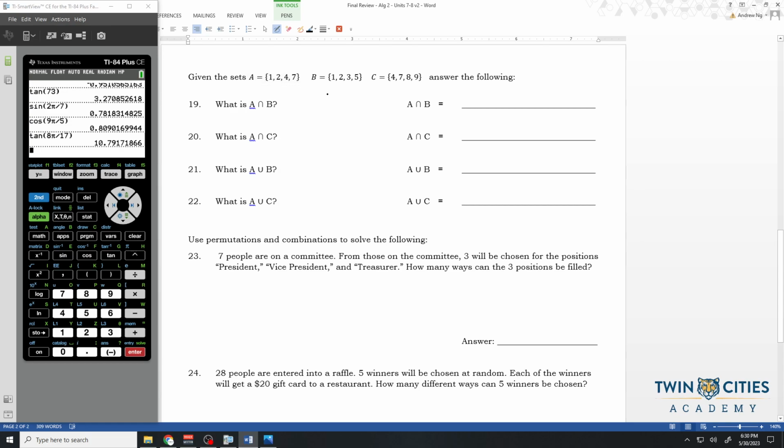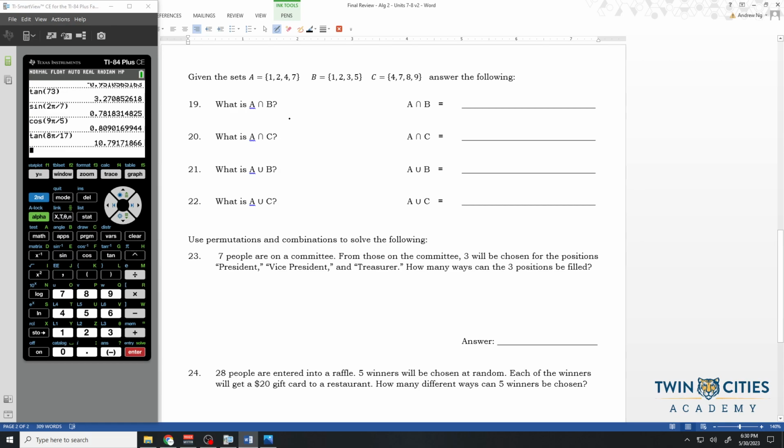Set B has 4 elements as well. Those are 1, 2, 3, and 5. And set C has 4 elements, 4, 7, 8, and 9. I want to answer the following. What is A ∩ B? Well, this upside down U means intersect. Okay, what does A intersect B?